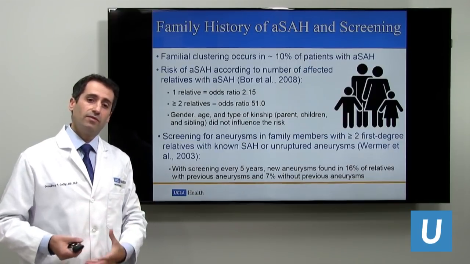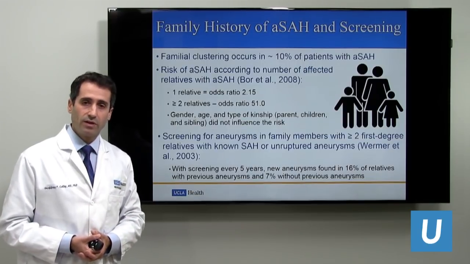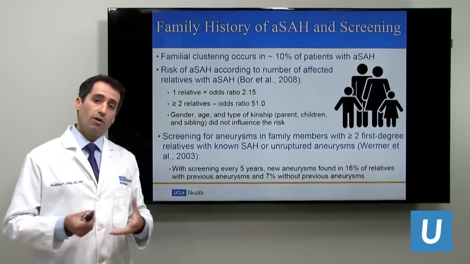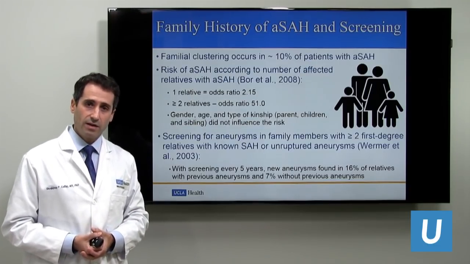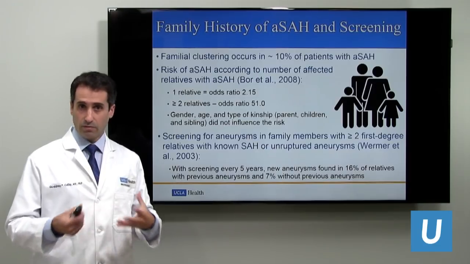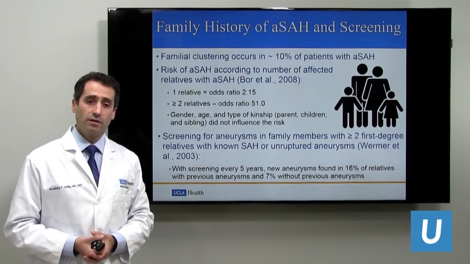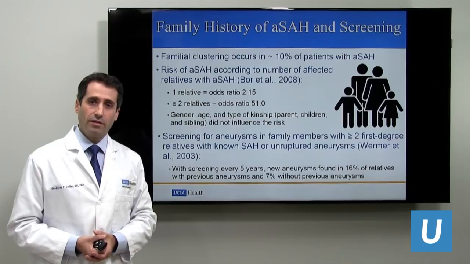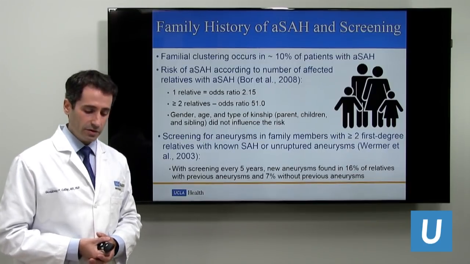So in general, if you have family members with subarachnoid hemorrhage or aneurysms, yes, you are at higher risk for having an aneurysm and a subarachnoid hemorrhage. And it's something that, if you get counseling for an aneurysm, your doctor should certainly talk to you about in further detail.